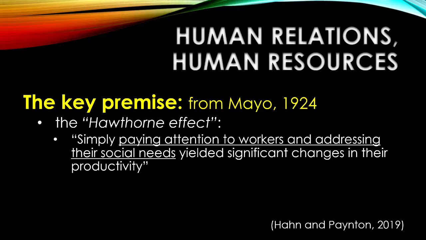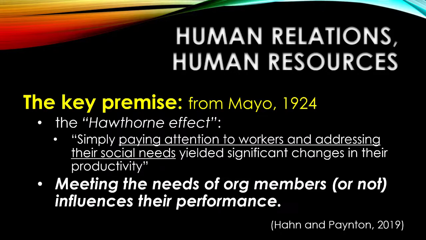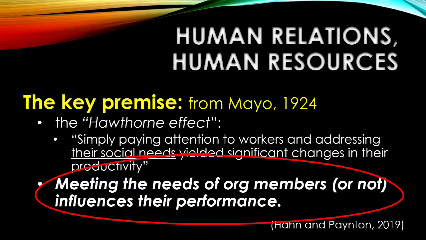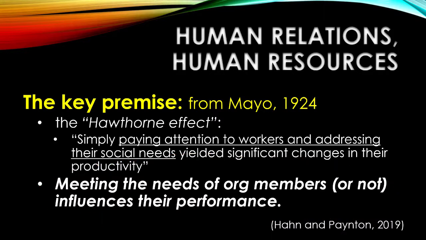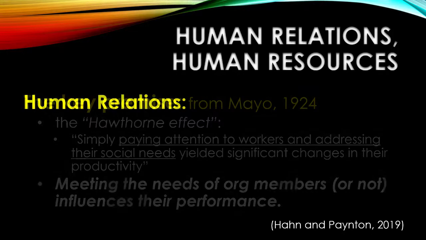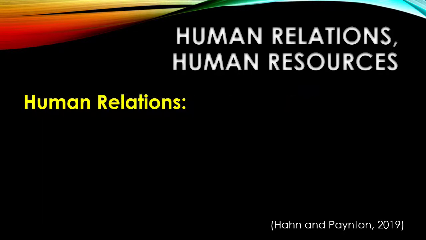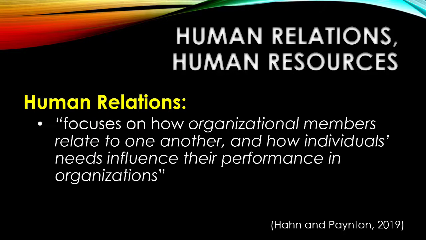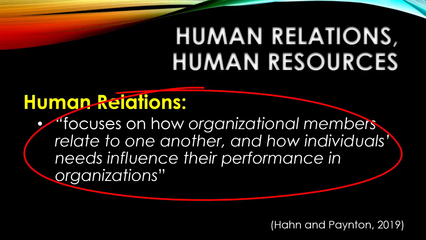And so what follows from research and theory in this area is that meeting the needs of organizational members, or not meeting those needs, is going to influence the performance of those organizational members. And so from this basic premise comes the idea of human relations theory. This kind of theoretical perspective, which starts really developing again in the middle part of the 20th century, focuses on how organizational members relate to one another and how individuals' needs influence their performance in organizations.